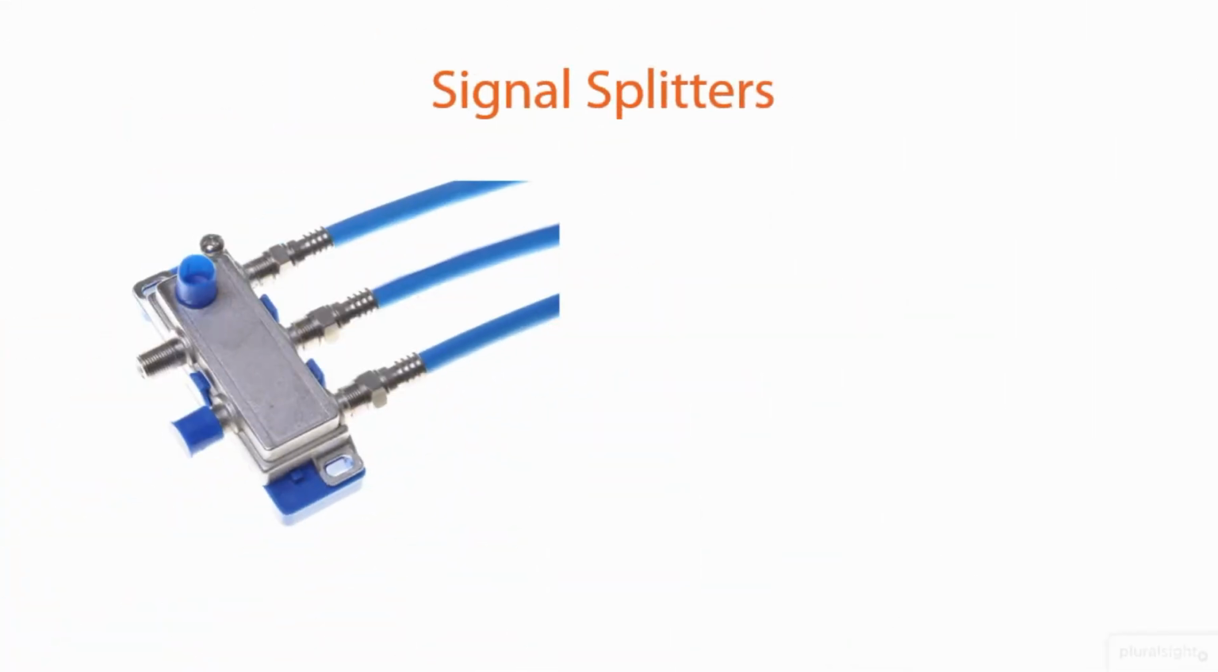Sometimes a signal splitter is the only way to go. That is to say, you might have a case where you're bringing in a coax signal from a wall port and you need to feed multiple high-def TVs or multiple sources.